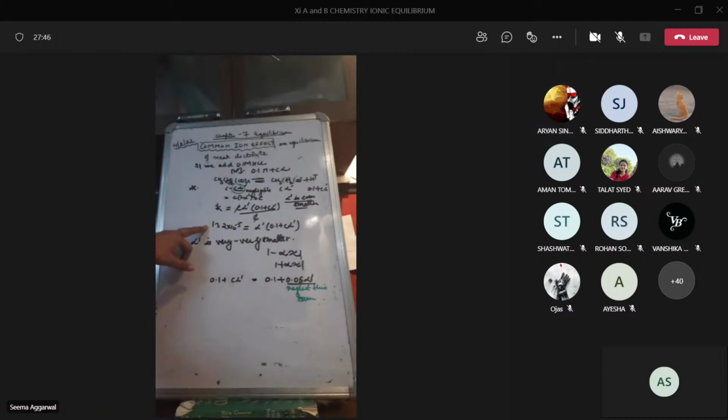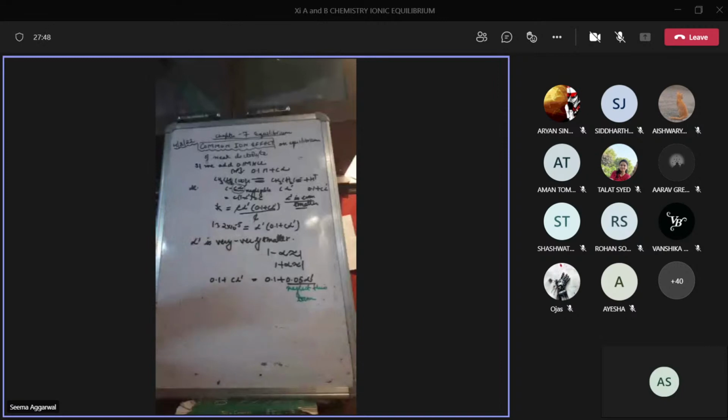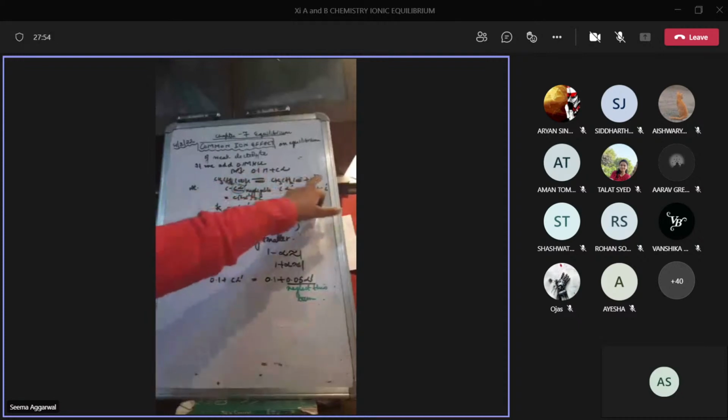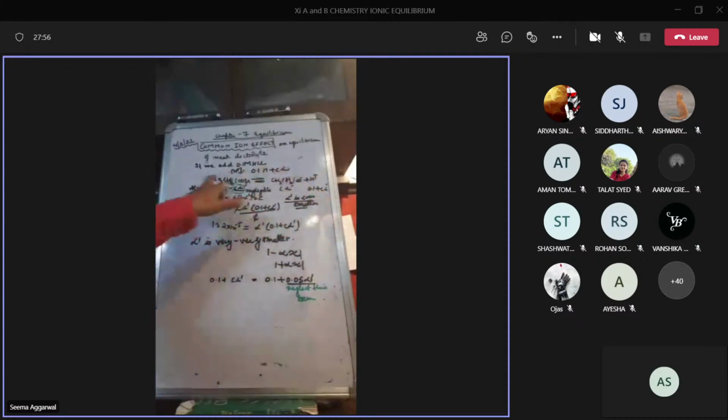No, ma'am. Now what I am saying is that alpha dash is very small. I have told you because in this reaction, when we are adding more amount of products, the reaction is going in backward direction. So alpha dash is even smaller than alpha. First thing, this point should be remembered. Then we have formed the equation.